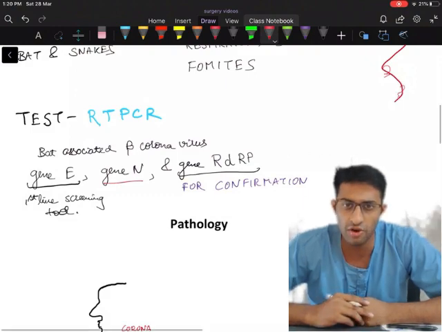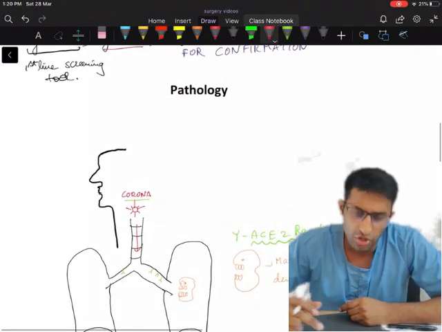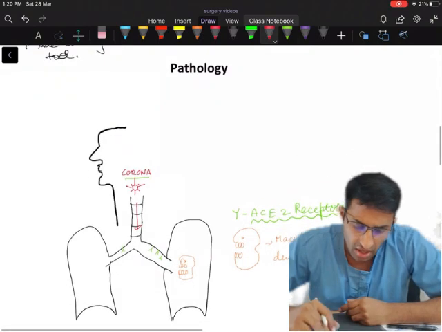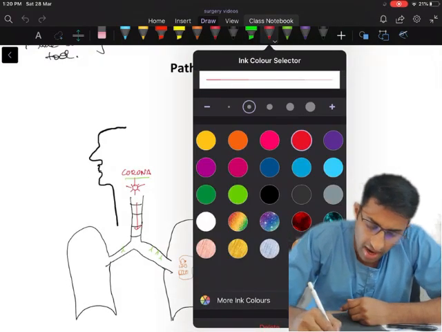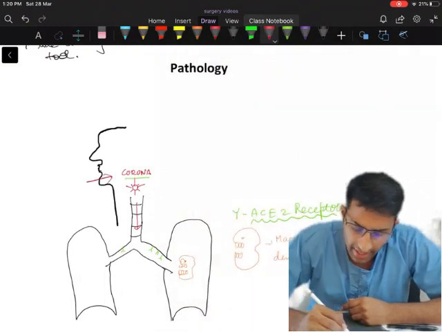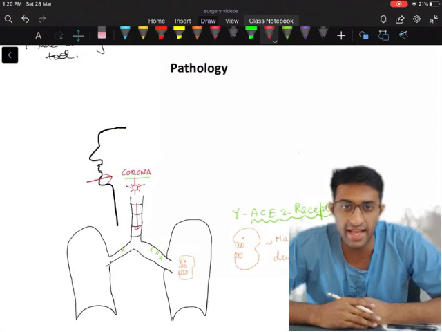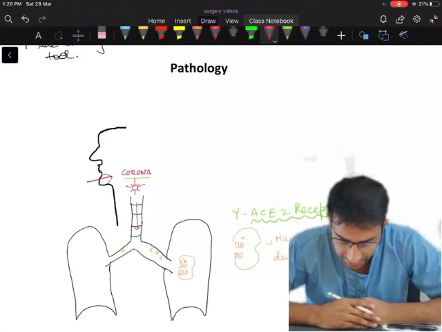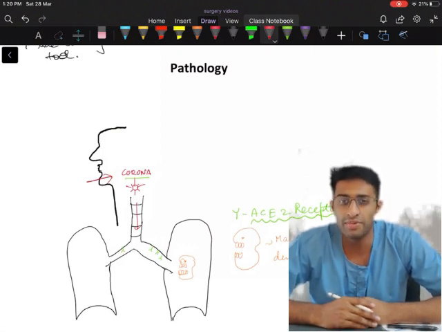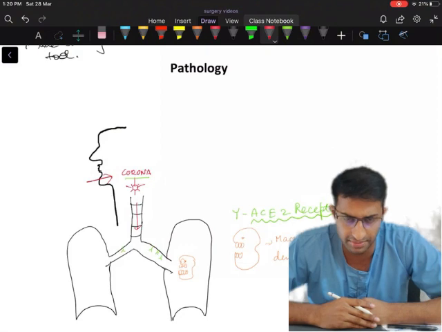Next, moving on to the pathology of COVID-19. When the virus enters a human being, it goes to the lower respiratory tract. After it gets attached there, it attaches to specific receptors known as angiotensin converting enzyme 2 receptors. What is the significance of these receptors? Why does a common person need to know about these receptors?